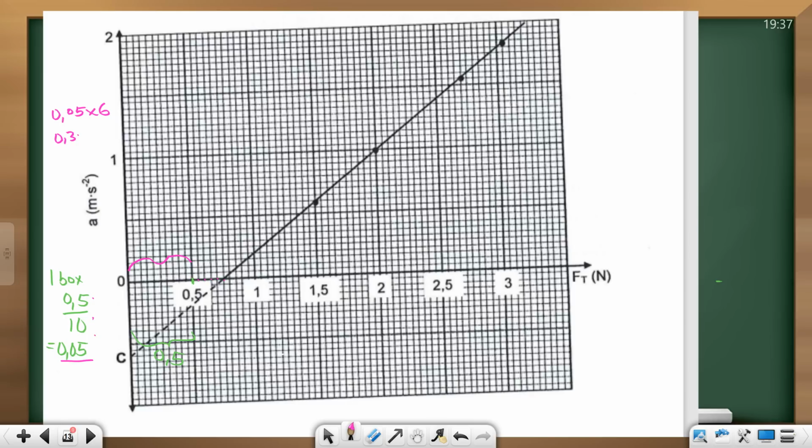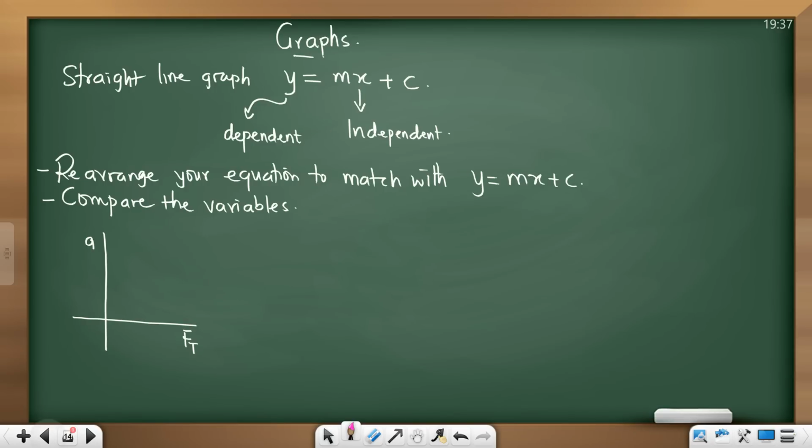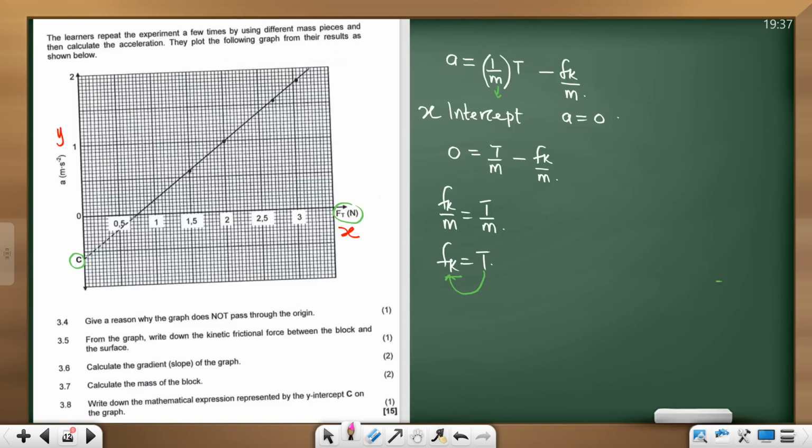What question were we answering, people? We were dealing with which question again? From the graph, write down the frictional force. And we said it's our x-intercept. What's your answer? 0.8 newtons. That is 3.5. 3.6. Now, do you see that if a learner does not know what graph means, forget about all of these questions. Just wave it bye-bye.